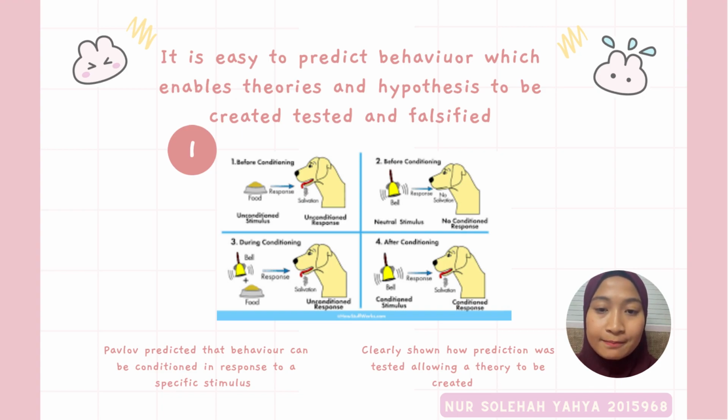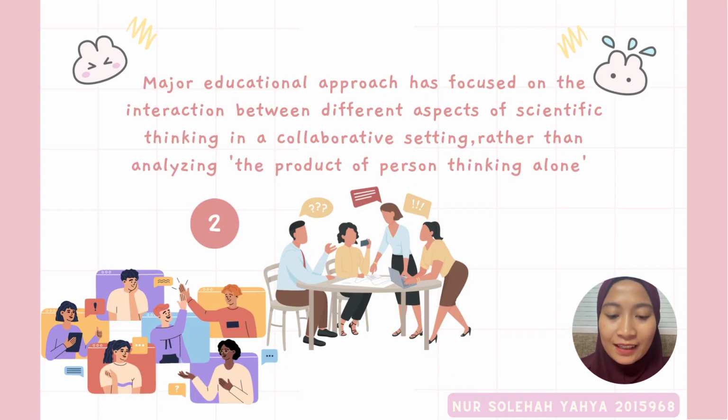to be created. The second advantage is a major educational approach has focused on the interaction between different aspects and scientific thinking in a collaborative setting rather than analyzing the product of a person thinking alone. Okay, firstly, we need to know what is collaborative learning. Collaborative learning is the educational approach of using groups to enhance learning through working together. Groups of 2 or more learners work together to solve a problem, complete tasks, or learn new concepts.